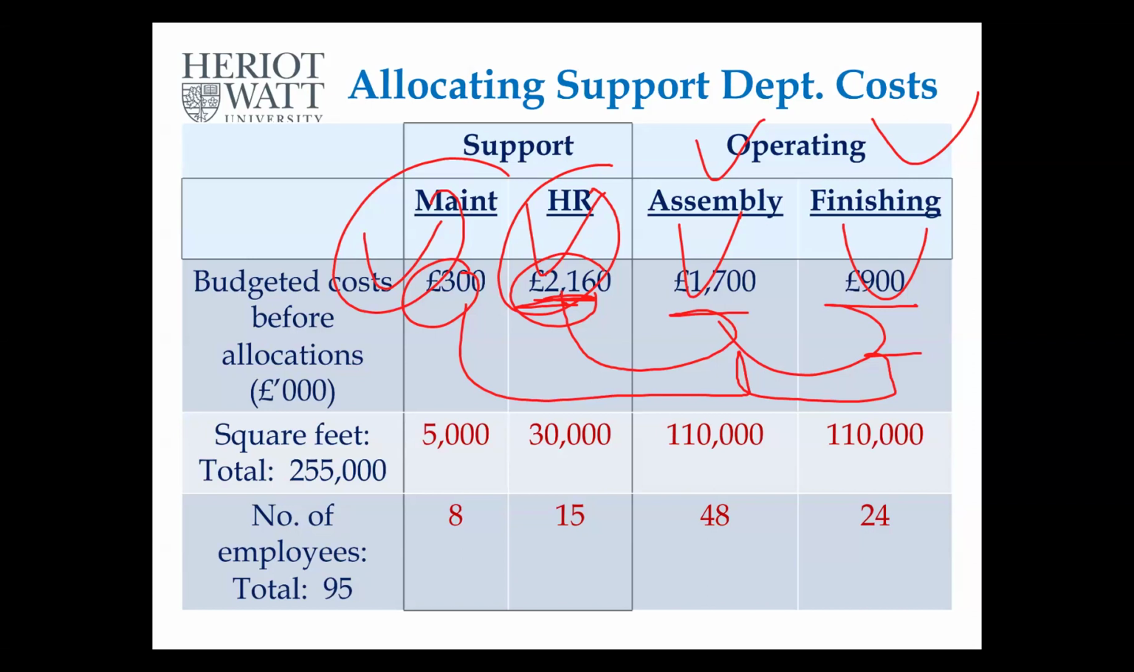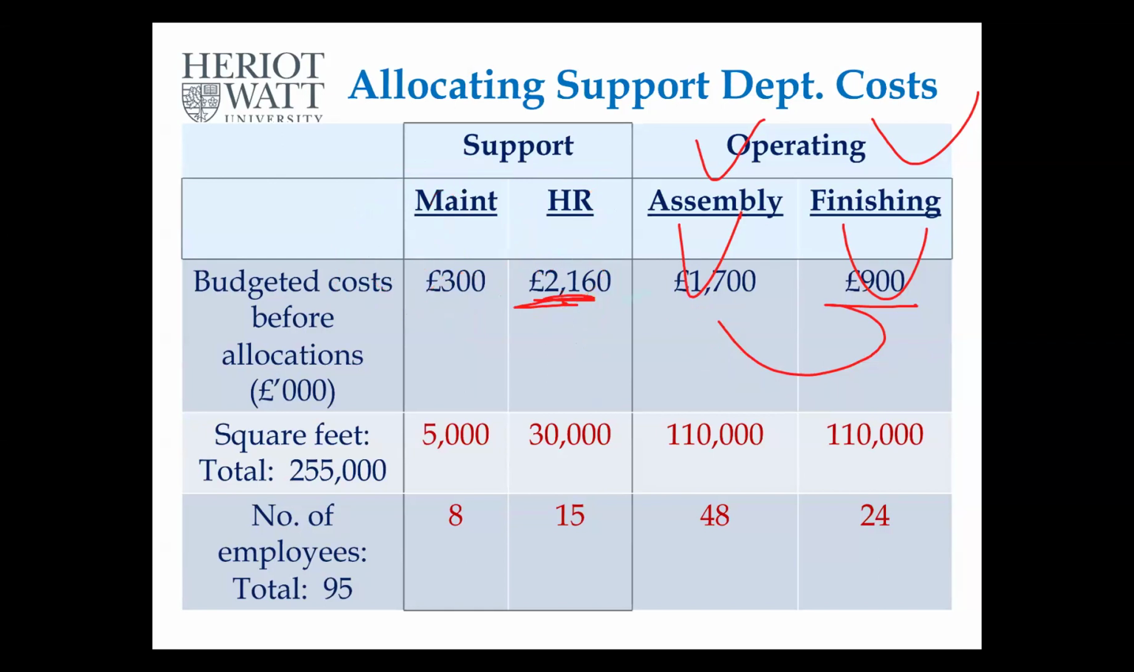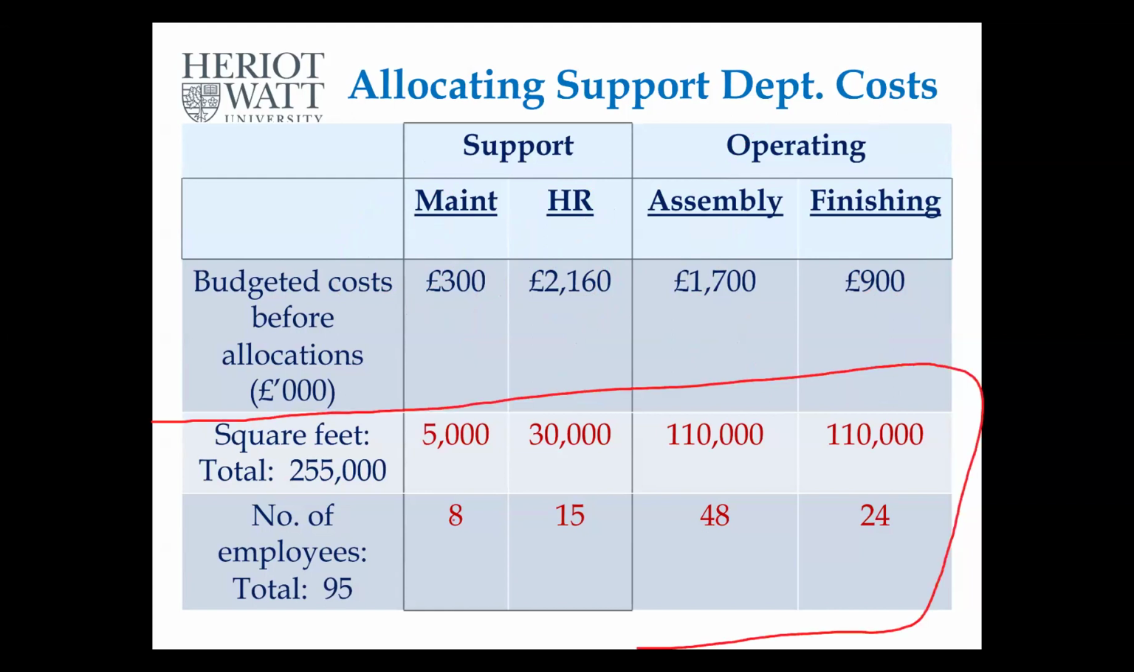So now, how does the cost move from support to operating department? That's where the question is. The movement is done by using a basis of apportionment. These are the different bases that you're going to use in apportioning. You get the point?